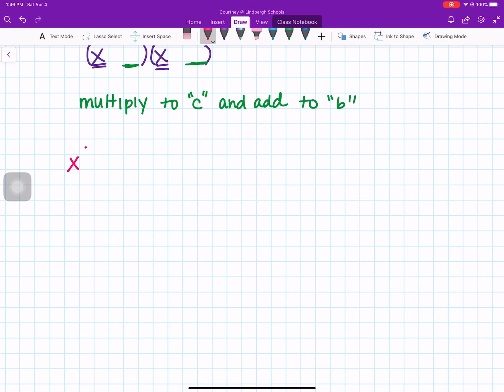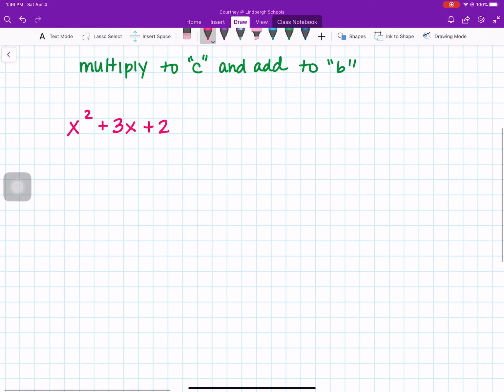How about x squared plus 3x plus 2? So first, you know you're trying to break this down into double parentheses. And since your first term is x squared, it's x times x. Now look at your last number, your c. You want to list all the numbers that would multiply to c. In this case, the only numbers that multiply to 2 are 2 and 1. So you actually only have one option here, which makes it kind of simple. 2 is going to go in one position, and 1 is going to go in the other.